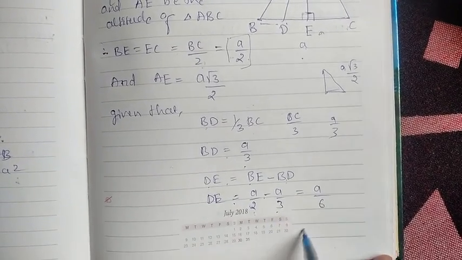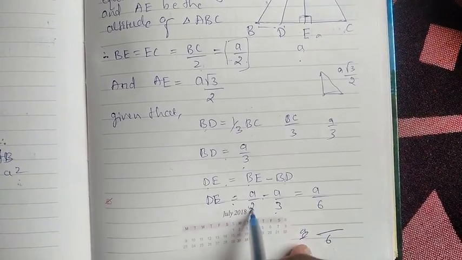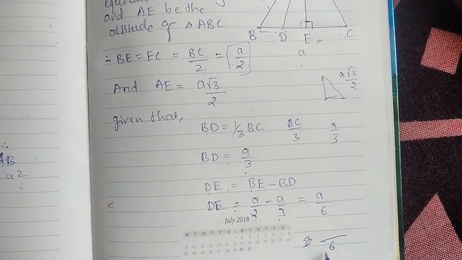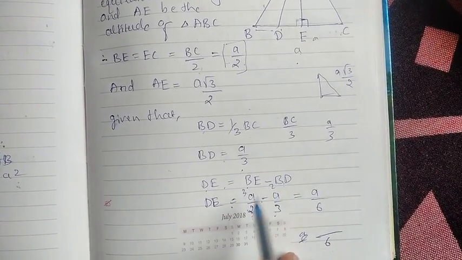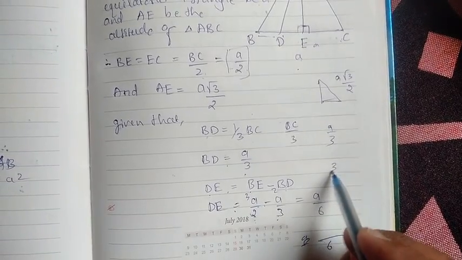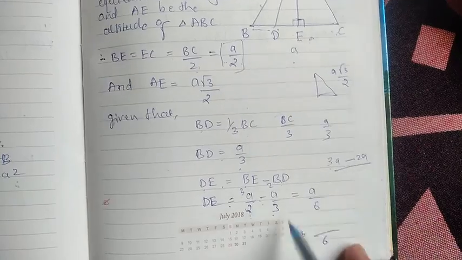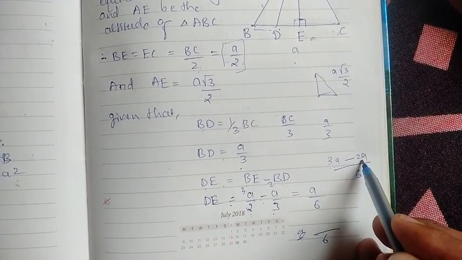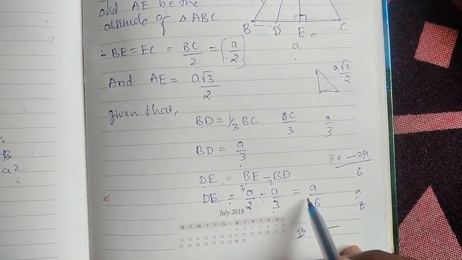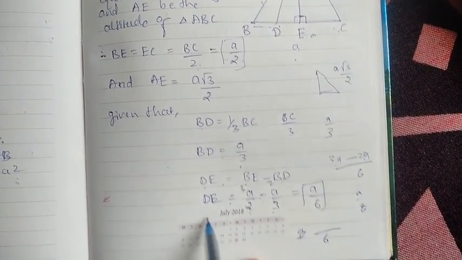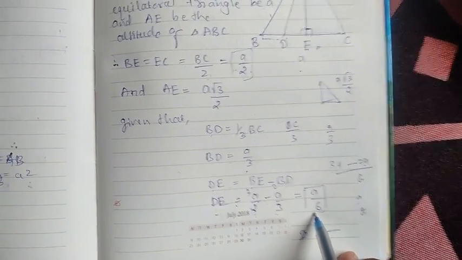The LCM of 2 and 3 is 6, correct. 2 threes are 6, 3 twos are 6. So 3 into A, 3A, minus 2 into A, 2A, divided by 6. 3A minus 2A is A, divided by 6. So DE is equal to A divided by 6. I hope you understood, children.